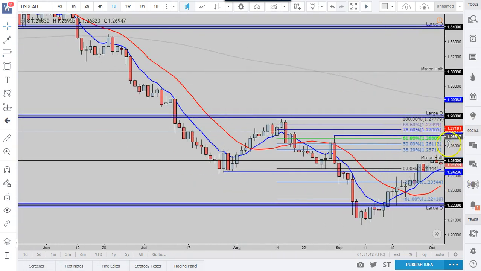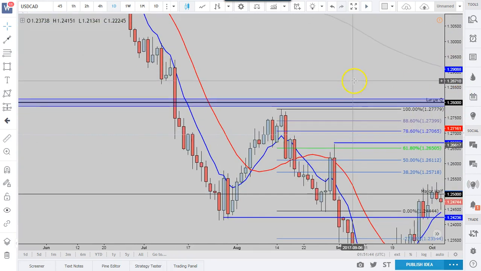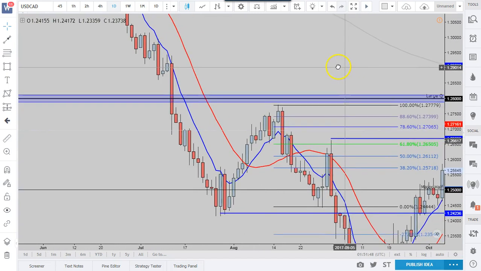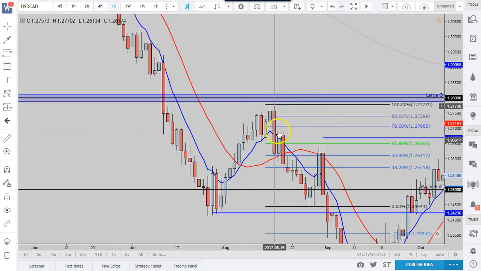This is a daily time frame of the USD CAD. You can see price was going to the downside, and then, like I said, whenever price is pulling back, you can see how price broke the 382, broke the 50% retracement, came into the 618 retracement, and then we saw price going to the downside.